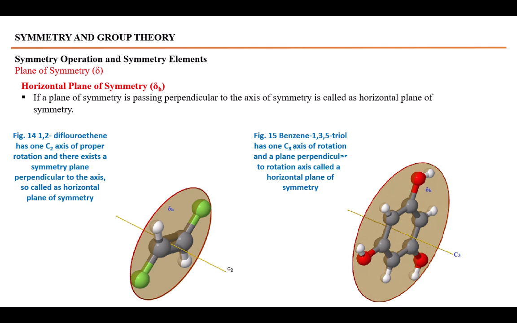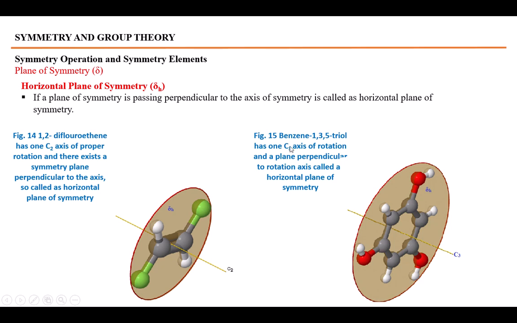The next type of plane of symmetry is the horizontal plane. A horizontal plane is a plane which is perpendicular to the principal axis or axis of symmetry. For example, in a difluoroethene molecule, there exists a C2 axis, and a plane which cuts all the atoms into two equal halves is called a horizontal plane of symmetry because it is perpendicular to the axis of symmetry.